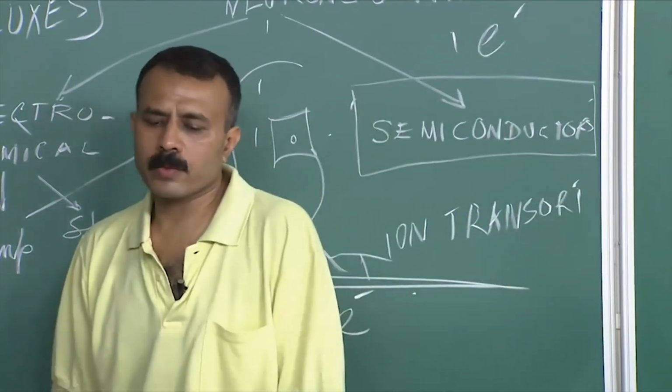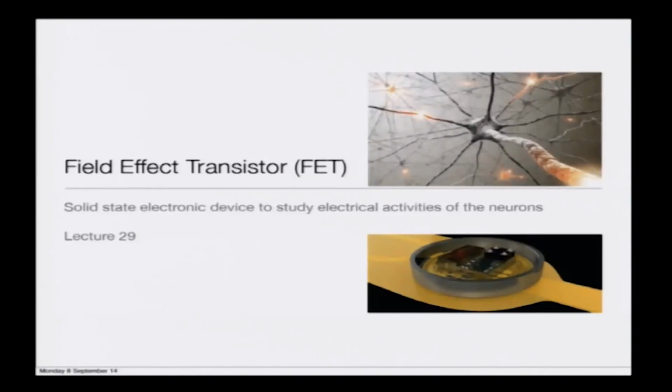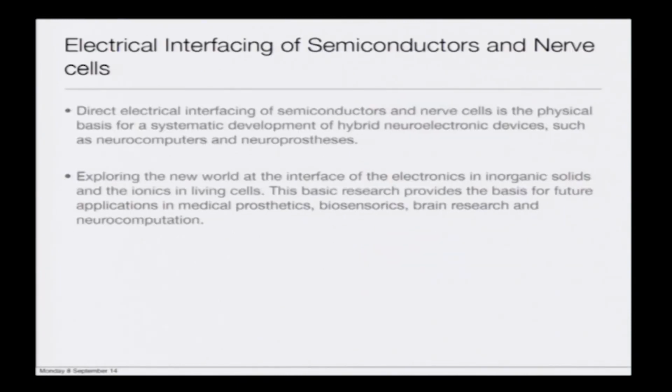So, coming to the slide. This is the first slide, about field effect transistors, in other words, the solid state electronic device to study neuronal activity or the electrical activities of the neurons. I am giving a nice picture of a single neuron with all its processes in close proximity, and underneath there is a picture of a field effect transistor at very high resolution. So, what are we really trying to do? If you see the second slide, what we are trying to do is the electrical interfacing of semiconductors and nerve cells.